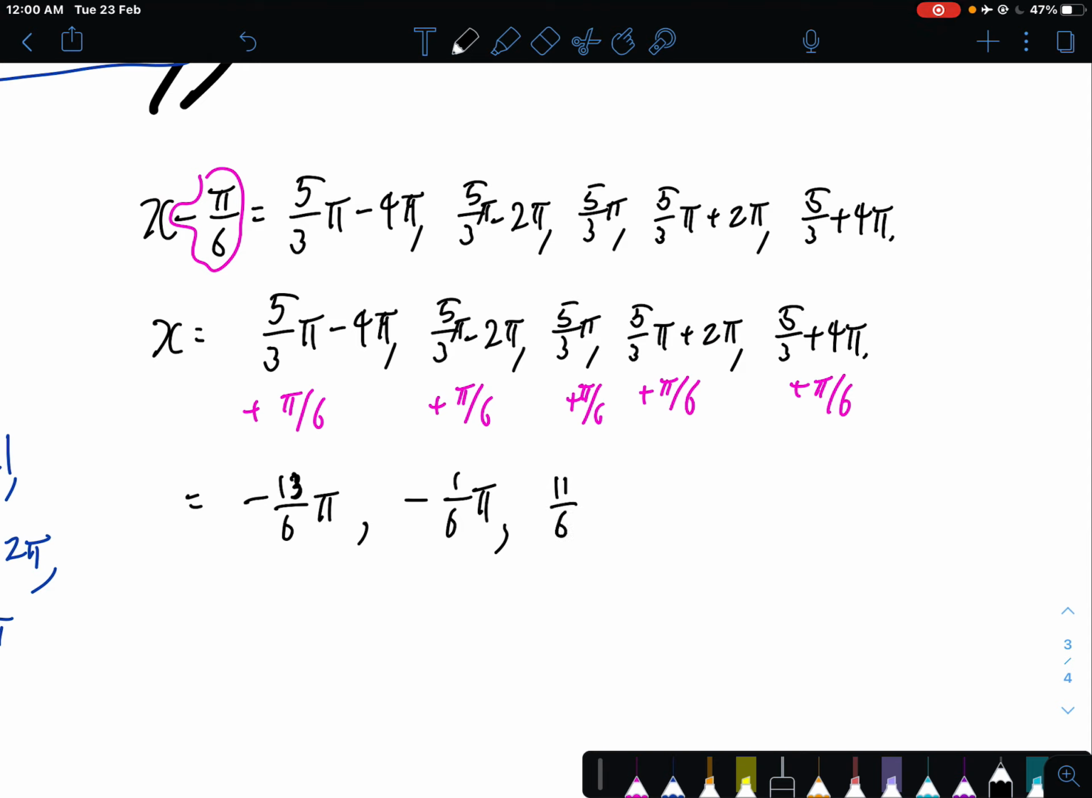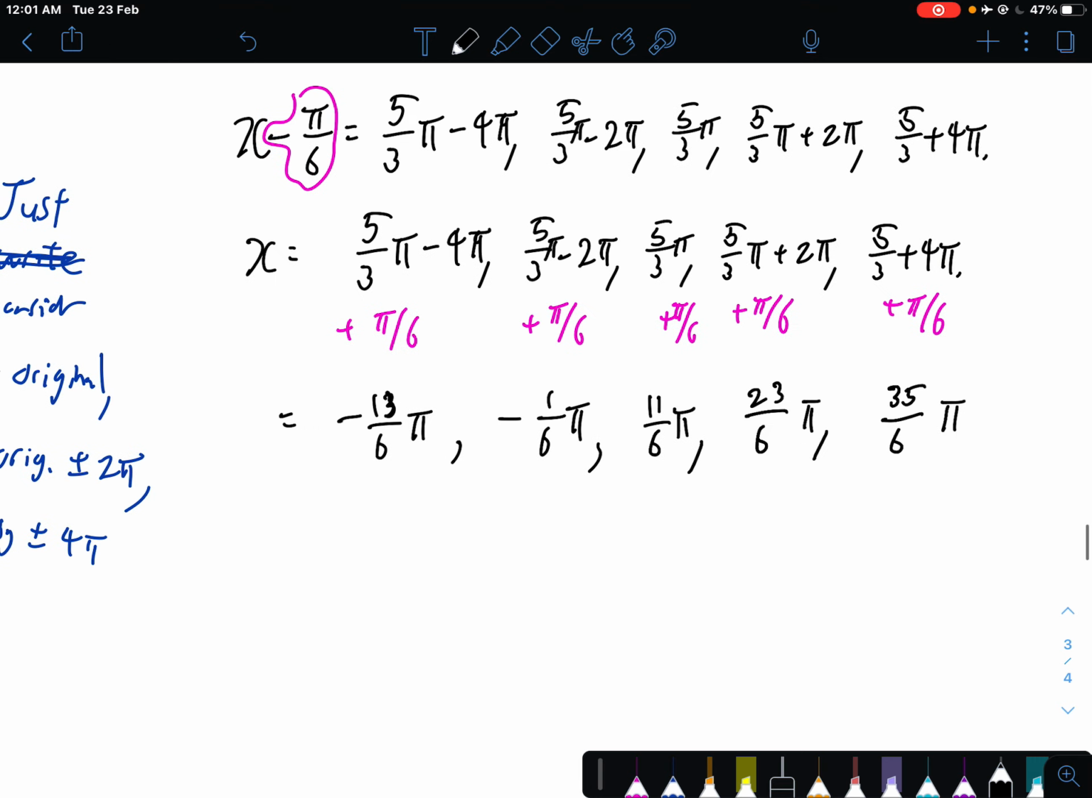11 over 6 pi. Then what about 5 third? Sorry, 5 thirds plus 2 plus 1 6. What do you get? 23 over 6 pi. How about 5 third plus 4 plus 1 over 6? You'll get 35 over 6 pi.